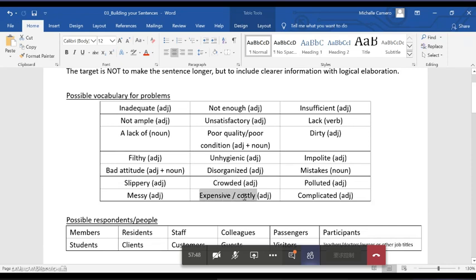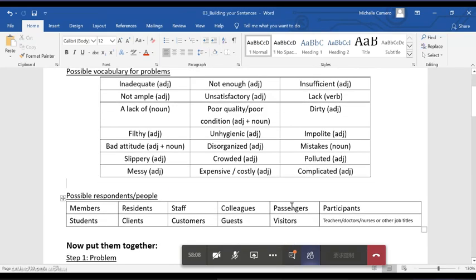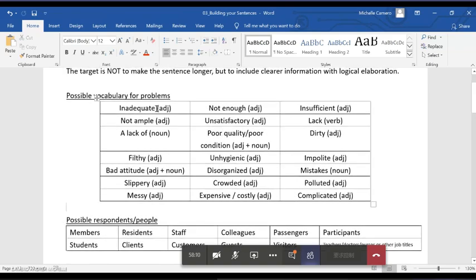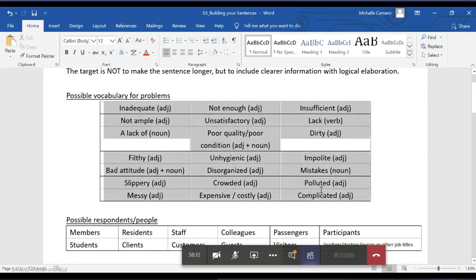We've got expensive or costly, so that means it requires a lot of money. We've got insufficient, we've talked about lack, we've got dirty. Impolite, another word for impolite is rude. We've got mistakes, which is a noun. We've got polluted and complicated. If something is complicated, then it is not easy. It is very difficult. Okay, so you're going to see some adjectives or some sort of negative word used in the problem because that's why it's a problem.